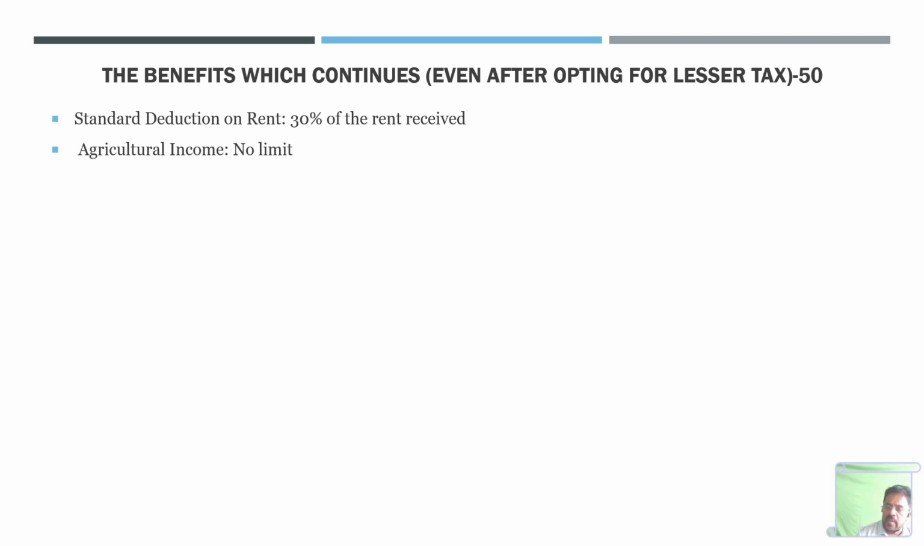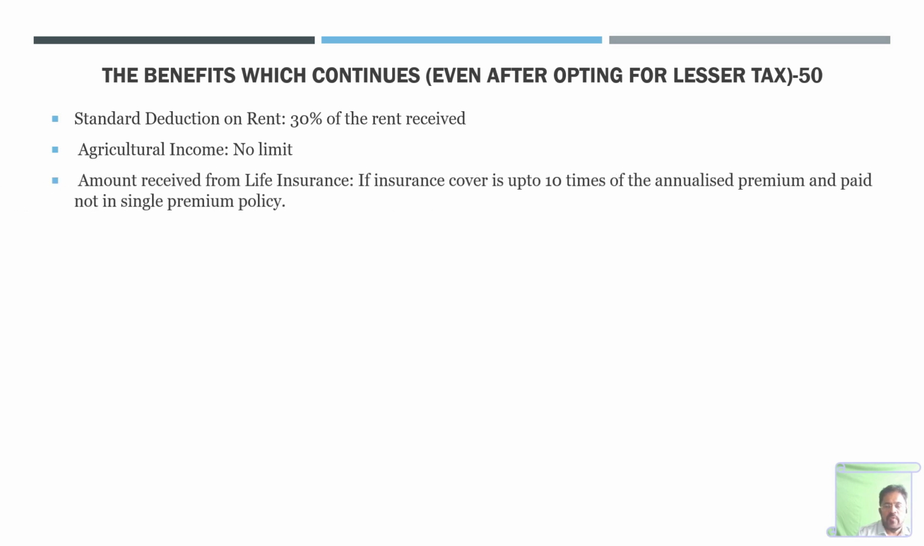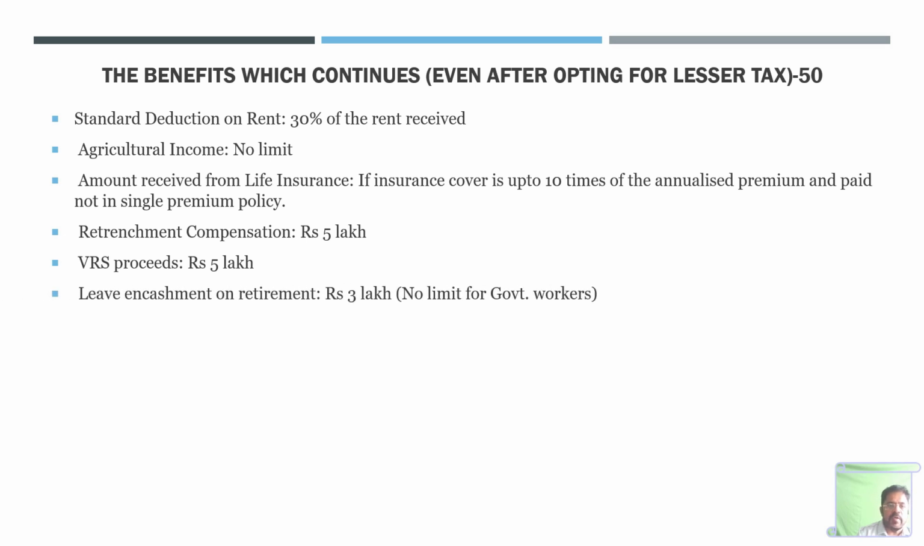Then agriculture income, if you are disclosing an agriculture income, then that benefit continues. Then if you have received an amount from the LIC, and if it is within the 10% annualized premium and paid not by a single premium, then that exemption also continues. Then if you are getting a retrenchment compensation up to rupees 5 lakhs, that benefit continues. If you are getting a VRS proceeding of rupees 5 lakhs, that benefit continues.